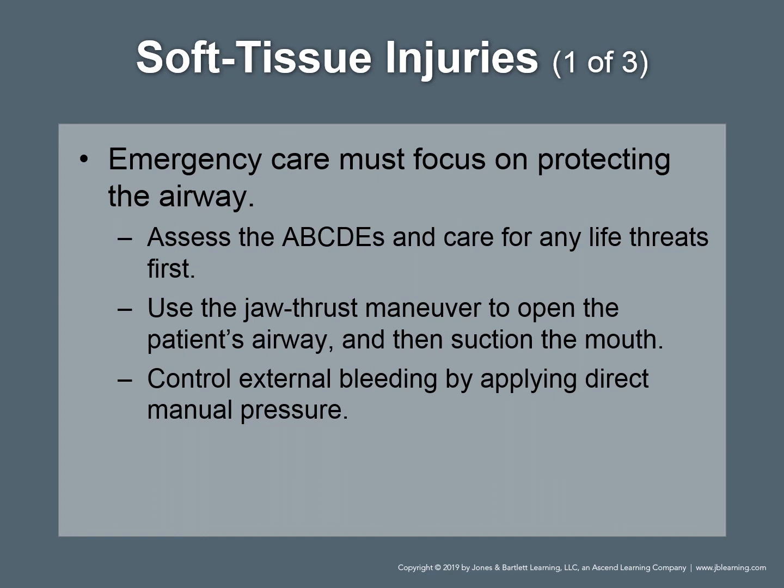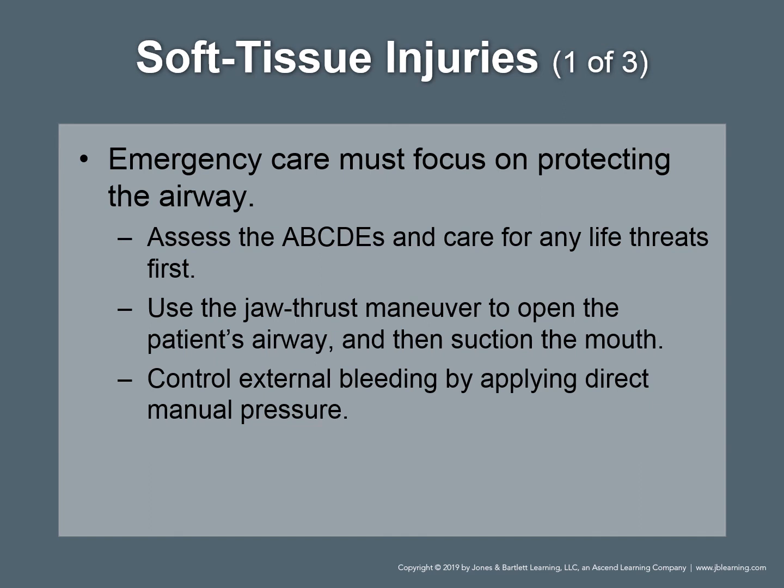Use a jaw thrust maneuver to open the patient's airway. We don't want to do the head tilt chin lift in case there's cervical spinal injuries. Suction the airway if you need to. Use your adjuncts to hold that airway open, and control bleeding by holding direct manual pressure. If you're bleeding in the airway, not a lot we can do about it except try to control it with direct pressure. I mean, you can't put a tourniquet around somebody's neck.